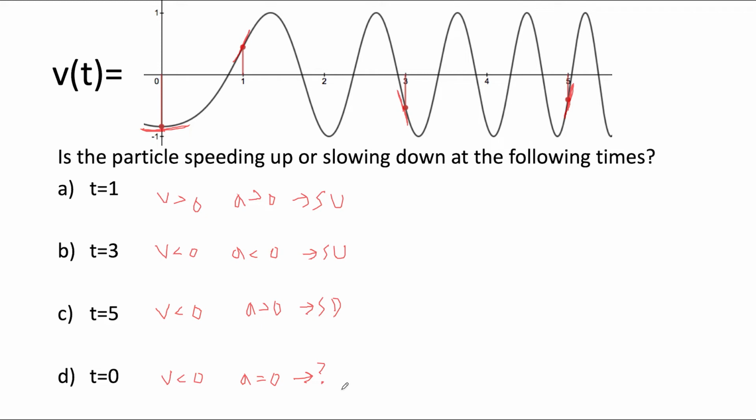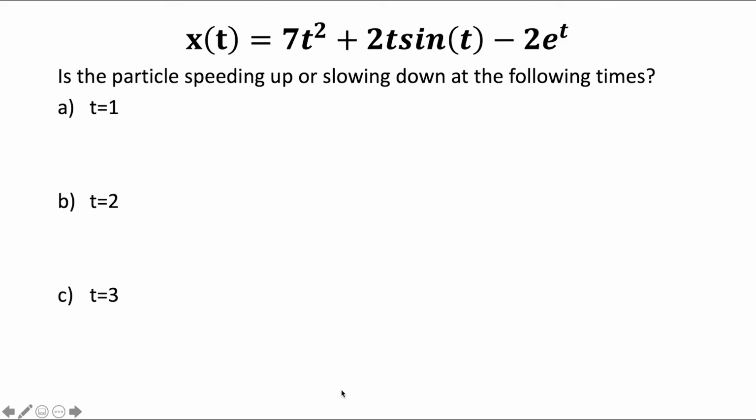It's pretty straightforward. Now let's move on to a slightly more time-consuming problem. Here, instead of giving you a graph, I have given you a function definition. And based off of this, I want you to tell me if the particle is speeding up or slowing down at the following times. So the way I would go about doing this is, first I would determine the velocity function definition and the acceleration function definition. Then I would plug in all the time points to both the velocity and acceleration functions to figure out whether it is speeding up or slowing down at those particular times.